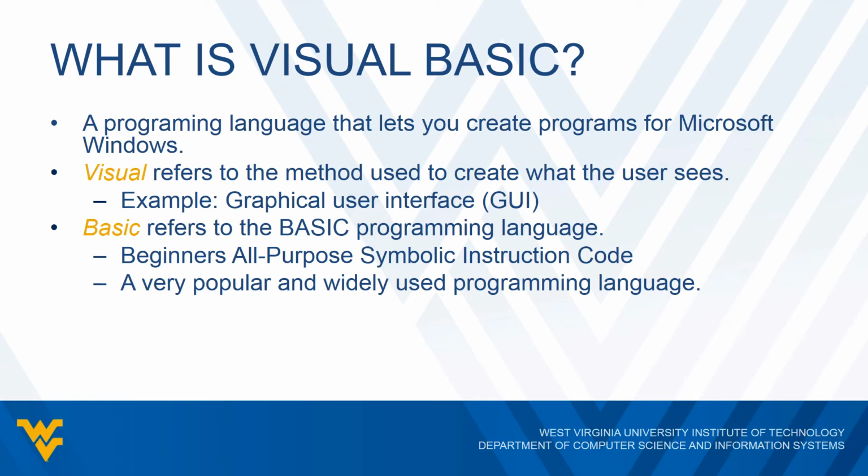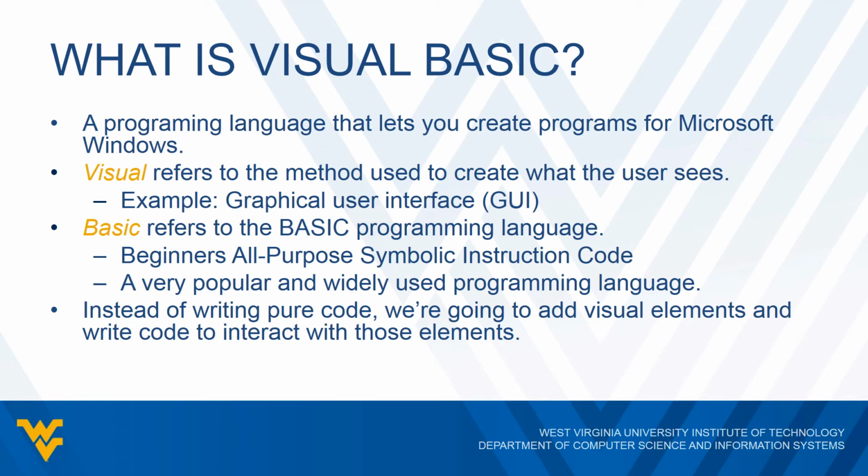Now, the way we're going to go about it here is a little different than what you're used to in Computer Science 121 or even Computer Science 122. We're not going to necessarily be writing pure code. We're not going to be writing console code where a little box pops up and you just see text input and output. Instead, we're going to be creating visual elements like text boxes, combo boxes, drop-down menus, pictures, forms, those kinds of things. And then we're going to write code that interacts with those specific elements.